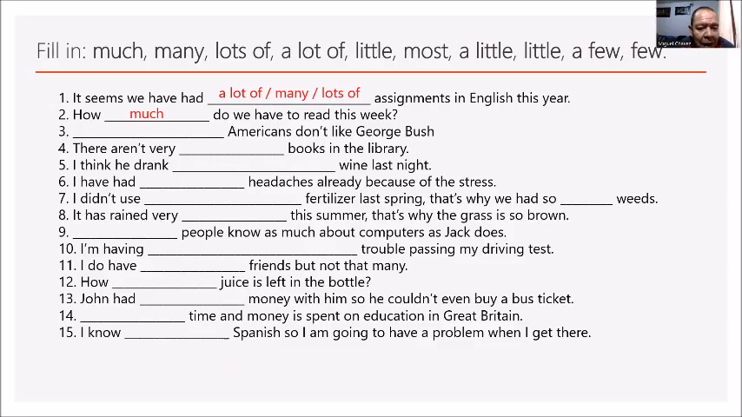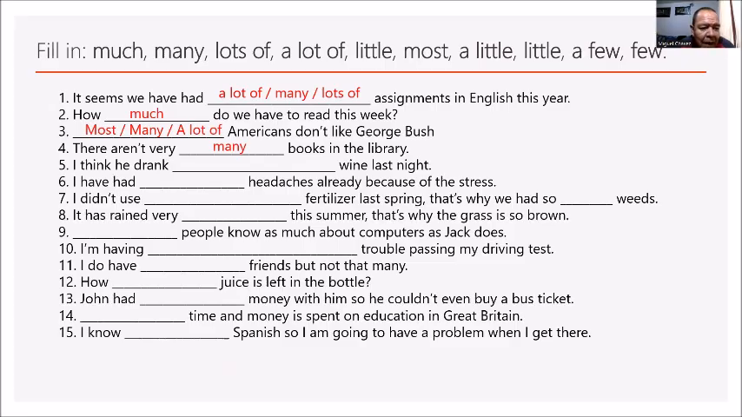Number 3, Americans don't like George Bush. On this sentence, we have again 3 options. Most, many, a lot of. A lot of Americans don't like George Bush. Number 4, there aren't very books in the library. There are very many books in the library.